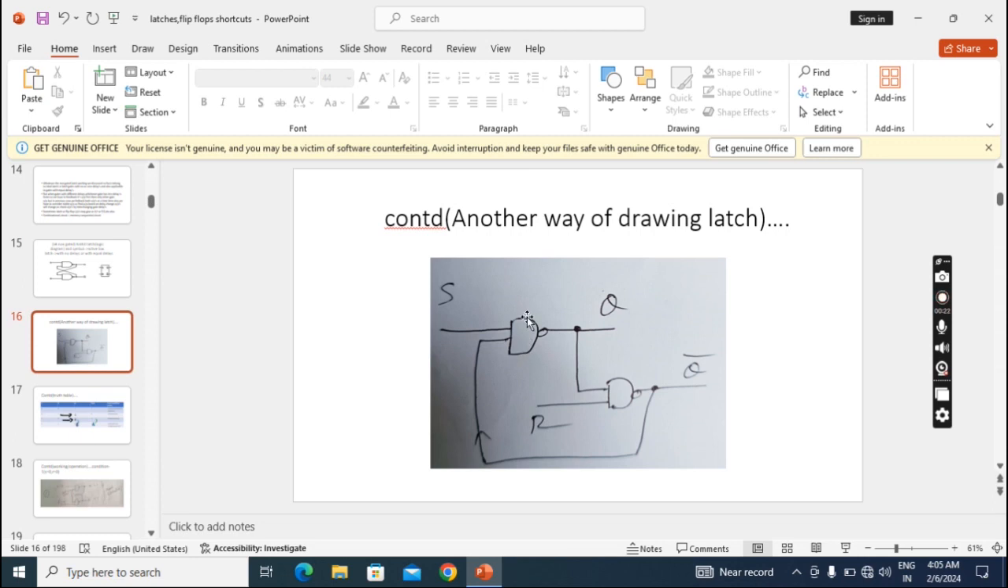It means I take one 2-input NAND gate, and I give the input S. And I take another 2-input NAND gate, and I give input R. This gate's output I connect to the input of this gate, and this gate's output I connect to the input of this gate. So this will become Q, straight to the S Q, and straight to the R Q bar. This is another way of representation. This is also a non-gated latch.